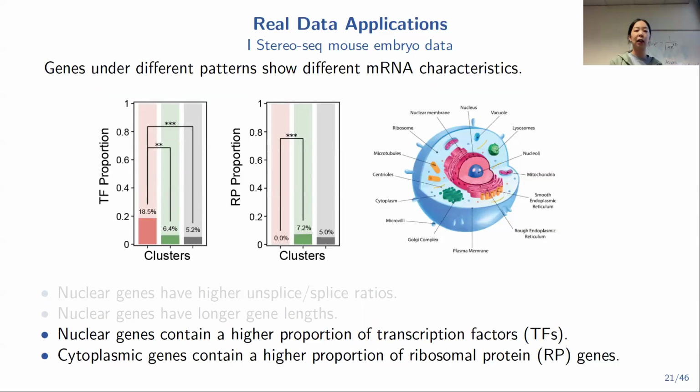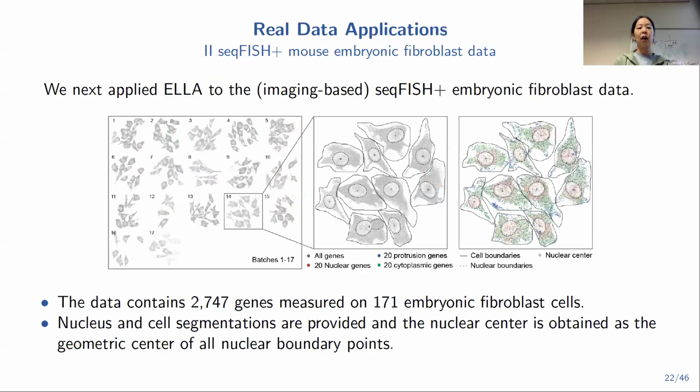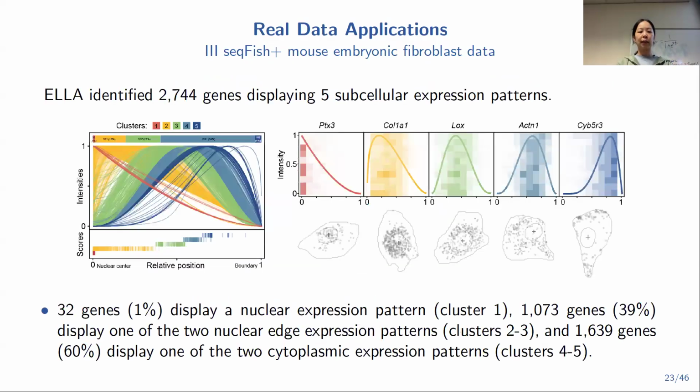Yeah, this is about this data set. Another example is we work on another imaging-based seqFISH Plus embryonic fibroblast data set. This is cell line data, which means the spatial structure is not as fancy and all of those cells are basically fibroblasts. But the throughput is good. It means it has a very nice signal-to-noise ratio. So we can observe it from this plot.